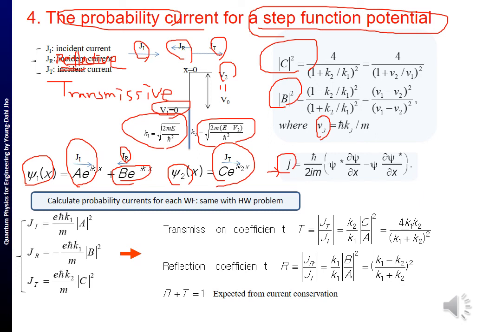So for example, J_I. This one is actually ψ incident, so you use ψ incident here like this, then you will calculate J_I. In that way you can calculate J_I, J_R, J_T. So calculate the probability current for each wave function, so this part and this part. So this is a homework problem.